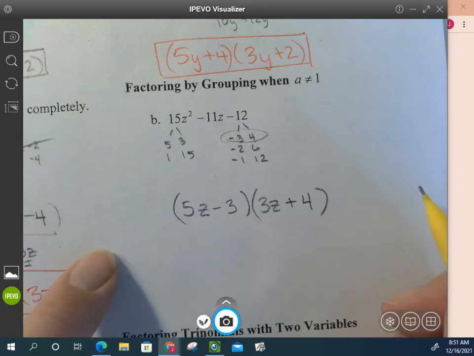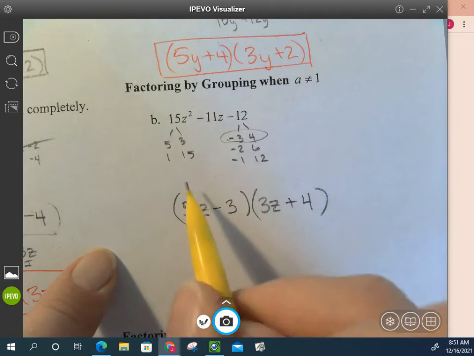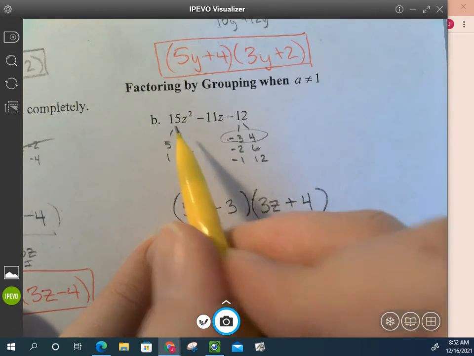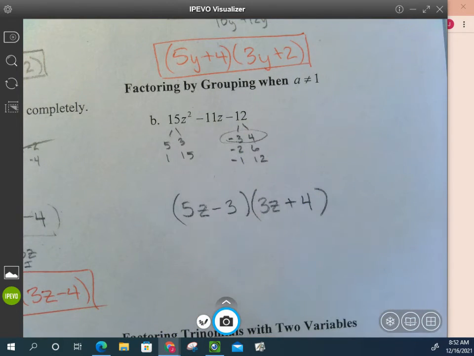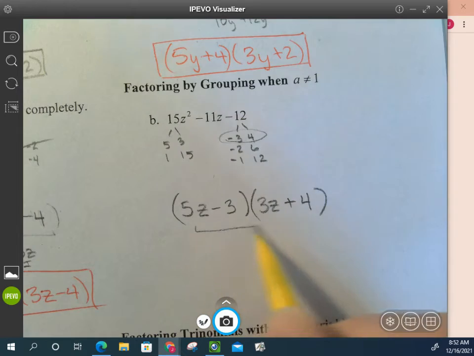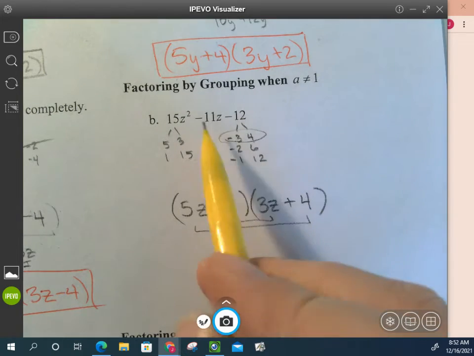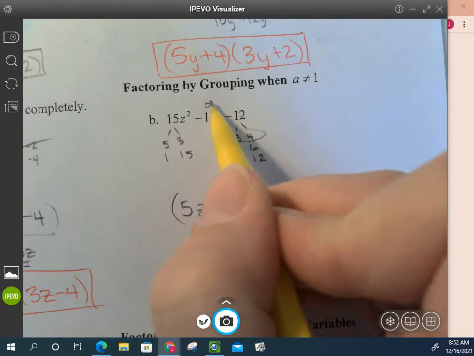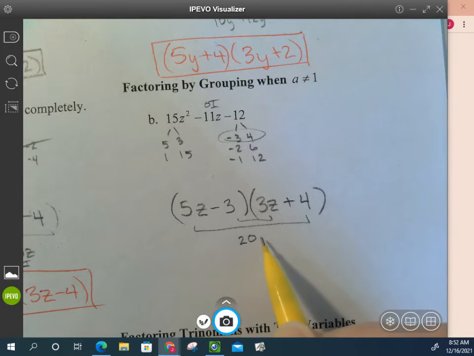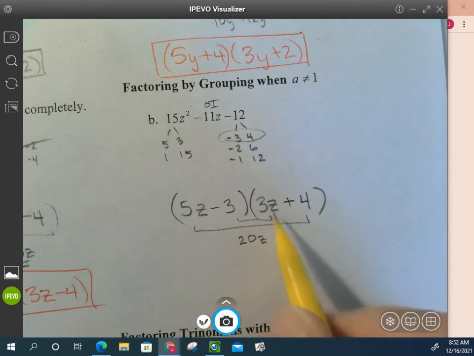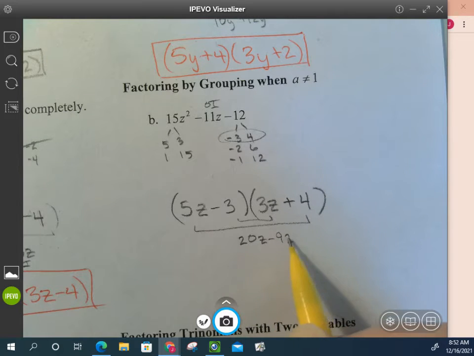Now, if I have this, the first is 15z squared. The last is negative 12. If it helps you to write that out, go ahead and do it. My focus is the outside and inside to make sure I got that right combination. The outside is positive 20z, and the inside is negative 9z. I got 11. What did I want?